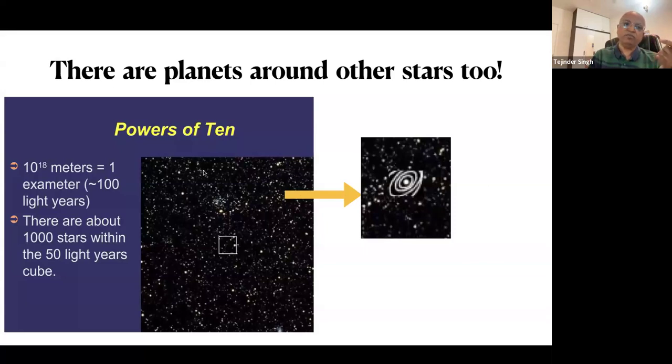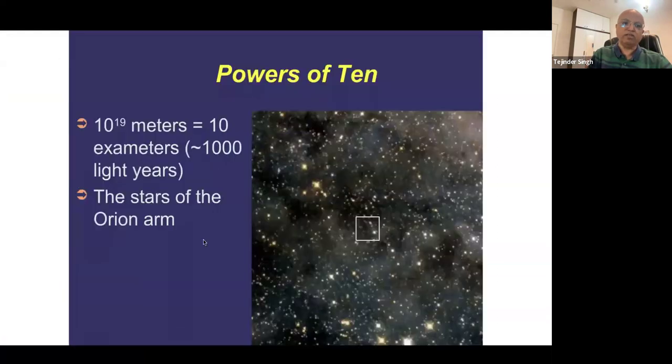So lots and lots of stars have been found to have planets. We don't know whether there is life on those planets, whether there are people on those planets. We can't see that far. We need even bigger telescopes and other means to find out if there is life on other planets. But we know one thing, there are definitely planets around other stars.